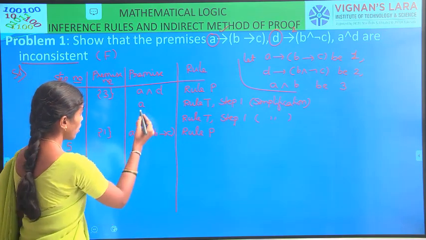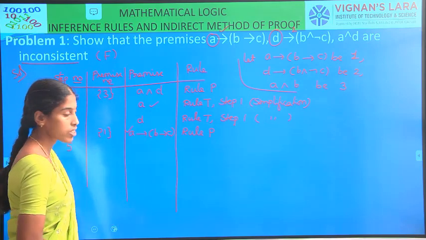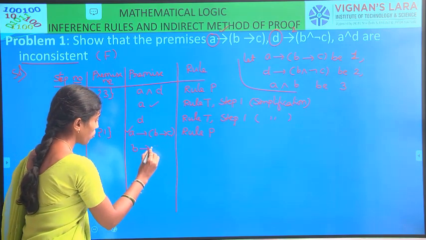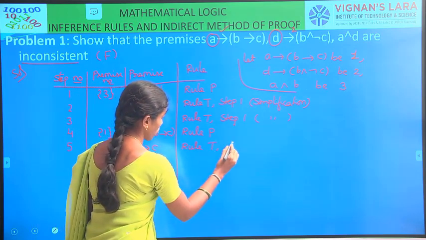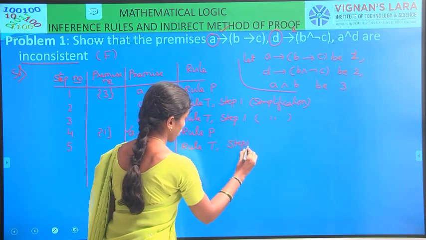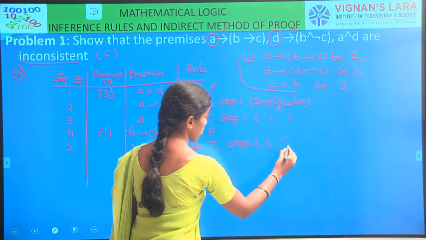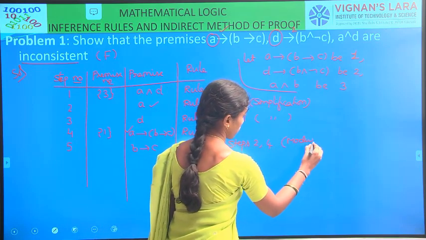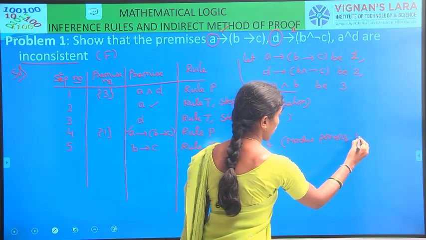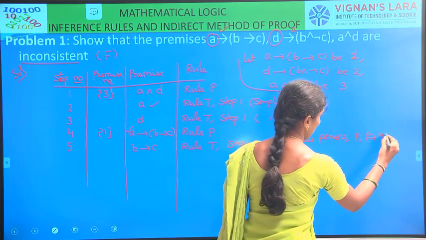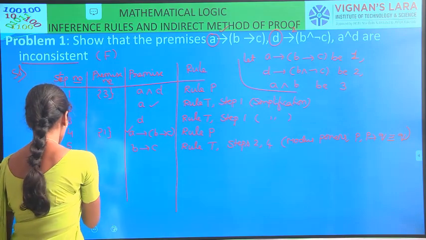Next step. So, we have A in the second step. Here we have A conditional, B conditional, C. From this, we have B conditional C. We are deriving the premise, so which is rule T, using steps 2 and 4. What is the formula? Modus ponens. What is the modus ponens formula? P and P conditional Q is equivalent to Q, right? So, next step.